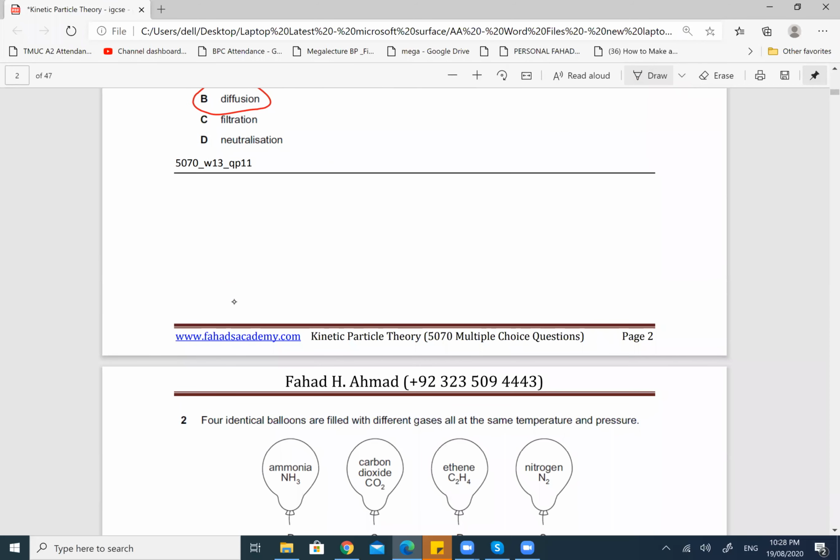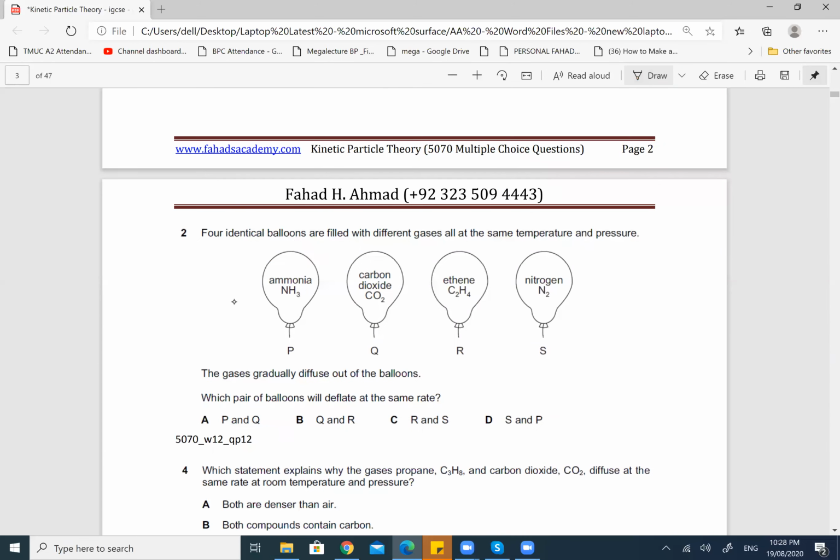Okay, so this one, quickly tell me. The balloons: the gases gradually diffuse out of the balloons. So the gases are coming out of the balloons. Which pair of balloons will deflate at the same rate? Choose 28. So this is 28, and this one is 12.